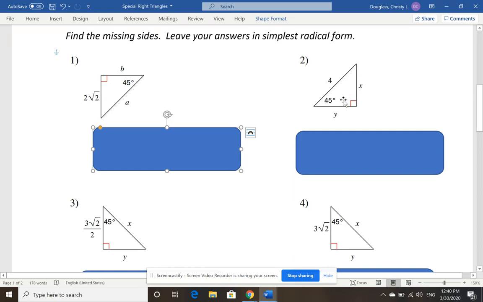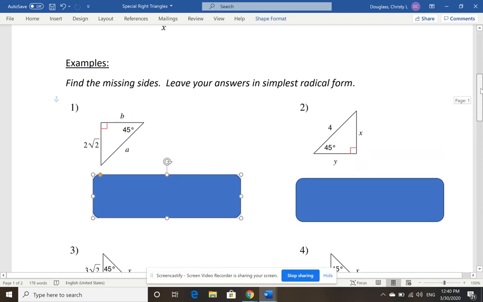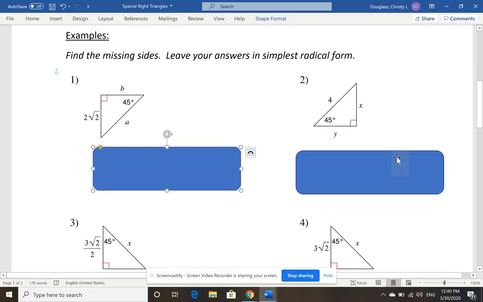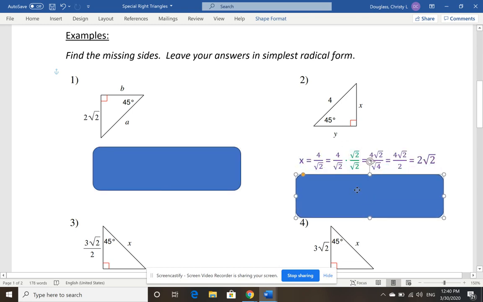Now I know the legs are congruent, so when I find X, I will have also found Y because they are congruent. They are the same measure. So let's review, how do we go from the hypotenuse to the leg? In other words, how do I find the length of a leg if I know the hypotenuse? Well, up here it says the hypotenuse divided by the square root of 2 is equal to the leg. So I'm going to take 4 and divide it by the square root of 2.